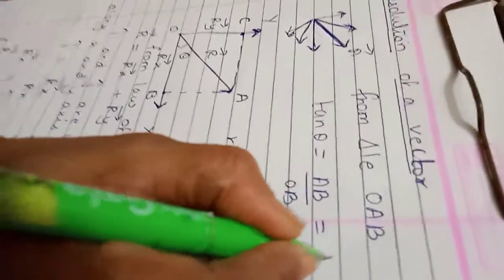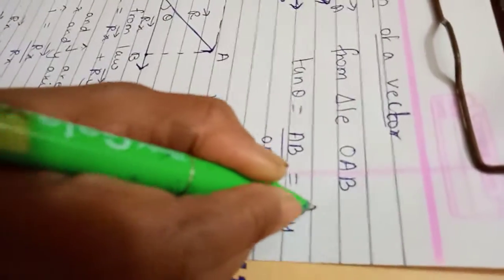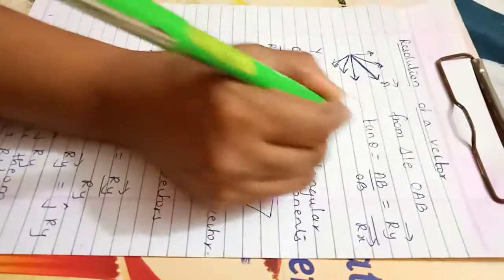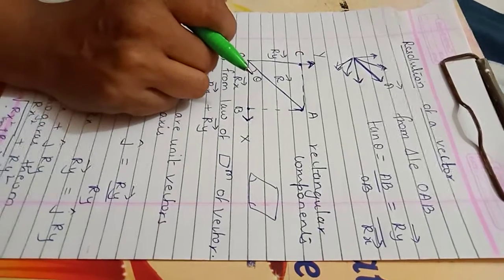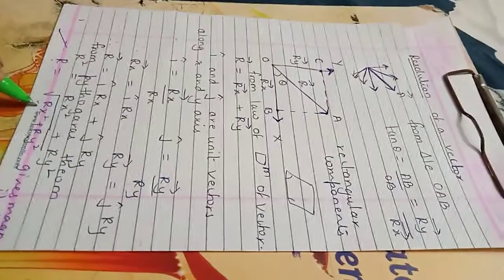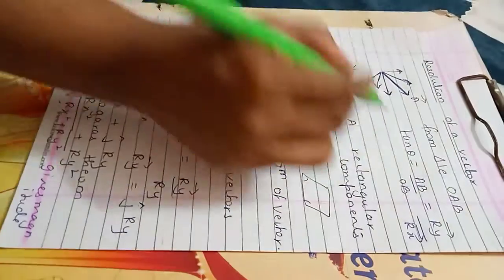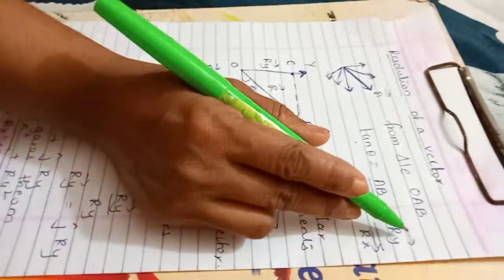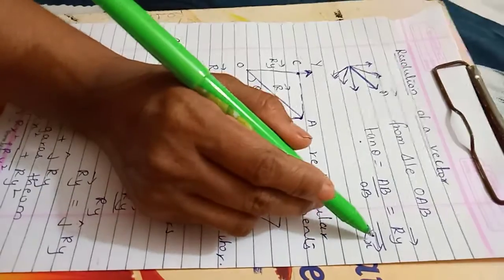AB is what? Vector ry. What about OB? Vector rx. What does this give you? Direction of the vector r. R is equal to square root of rx square plus ry square, gives the magnitude of the vector r. Tan theta is equal to vector ry upon vector rx, gives the direction of the vector r.